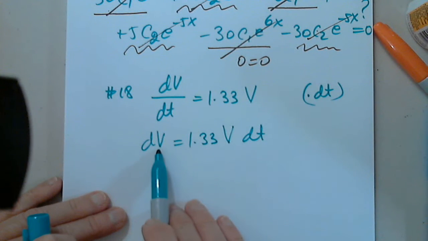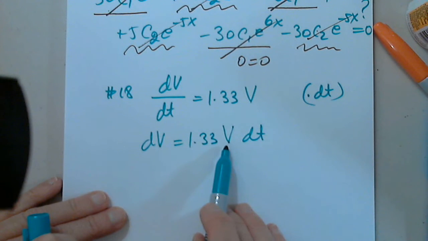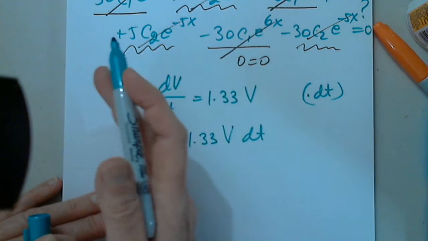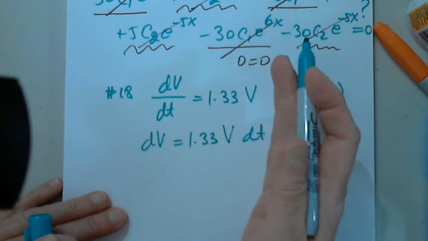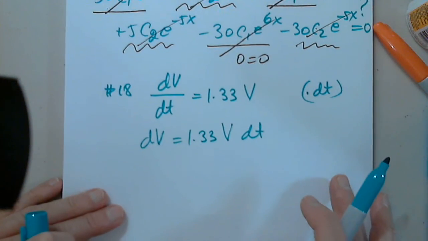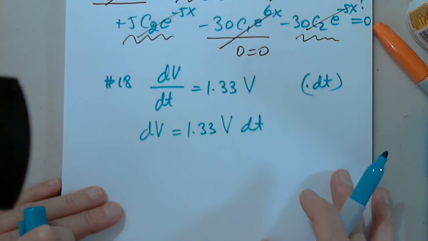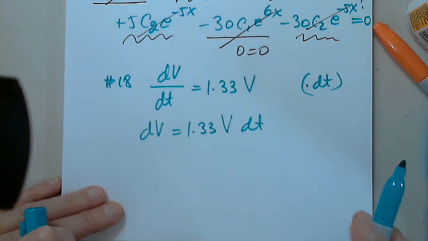But see, dv is here and I also have v here. I can't do that. All v's and dv's have to be on one side. All t's and dt's have to be on this side. What would you think of doing? What would you recommend? What would you say? Do this, and I'll do it.